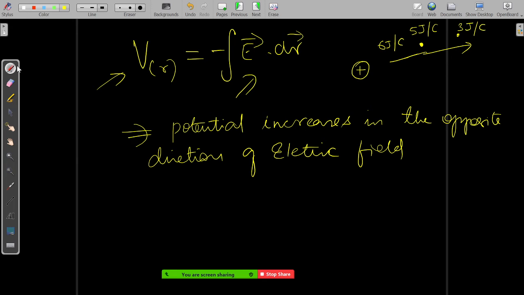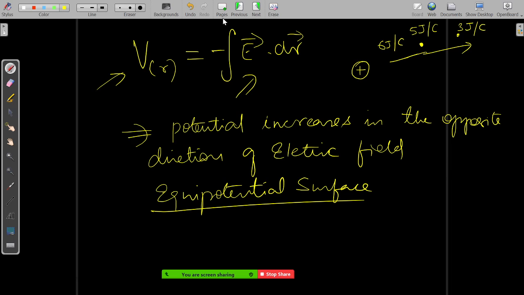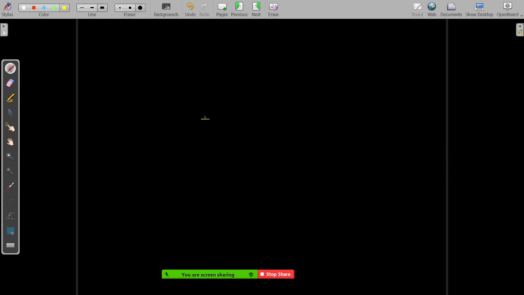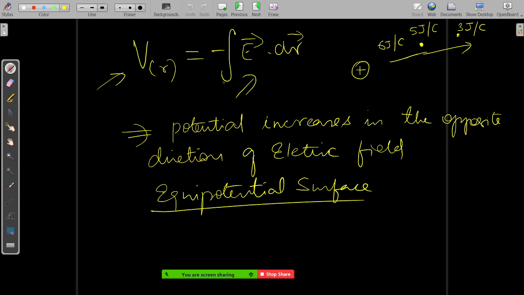Now again, there is something called equipotential surfaces. Equipotential surface basically means what? You know contours and all, no? You can also write it as: potential decreases in the direction of the electric field. The same thing you can write as potential decreases in the same direction of the electric field. That way also you can write.